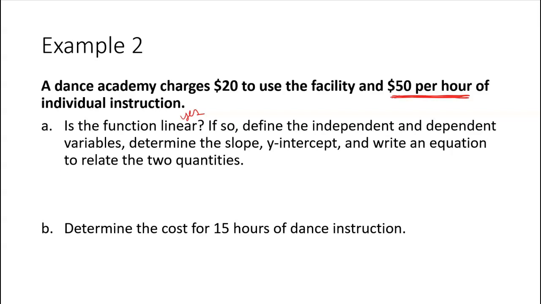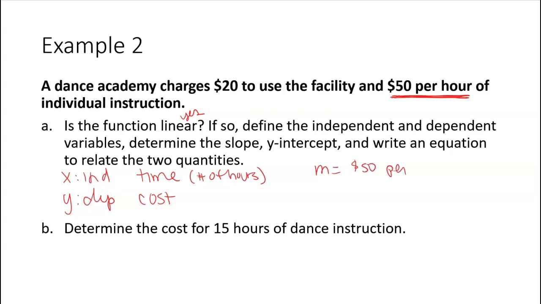So our independent variable, our x, well, we have time here, and we know that time is our independent variable. And the other thing will be cost. Time, we could also say the number of hours. We could be even more specific. And so our m, what's changing? It's $50 per, there's a slope word, hour. And our b, our flat rate, $20 fee. And so an equation would be y equals 50x plus 20. Y equals mx plus b.